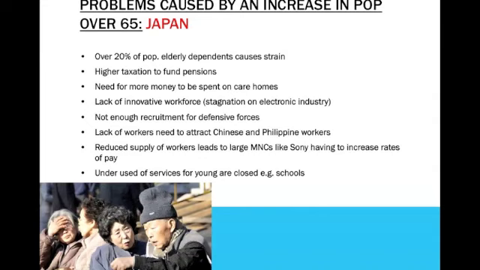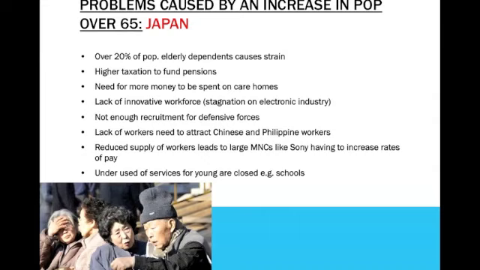And also, since their population is just so old, there's a lack of innovative workforce. Think innovative as in creative. People aren't as creative anymore, so there's a stagnation in the electronics industry. For instance, think of your grandparents. They're probably not good with technology, whereas you are, and you can think of new technology things all the time, and you're creative, whereas they probably are more traditional. So that leads to a lack of innovative workforce, so a stagnation in the electronics industry.